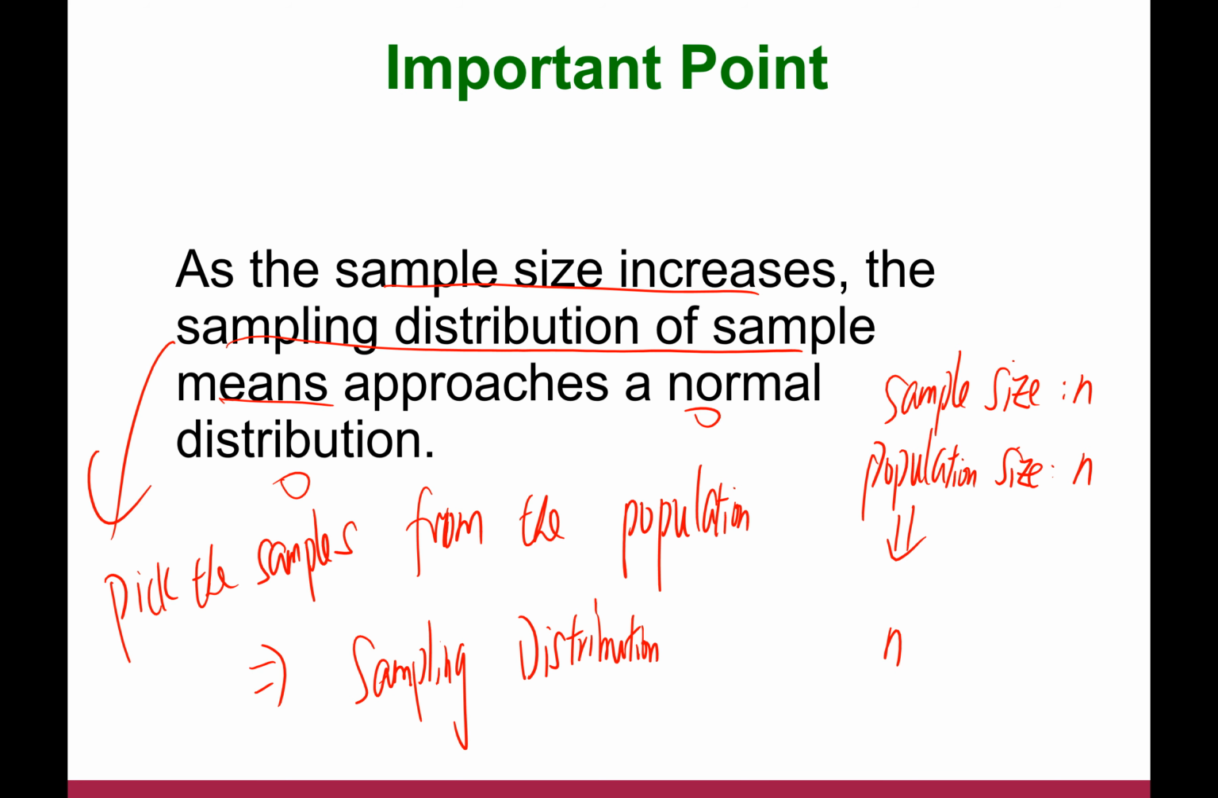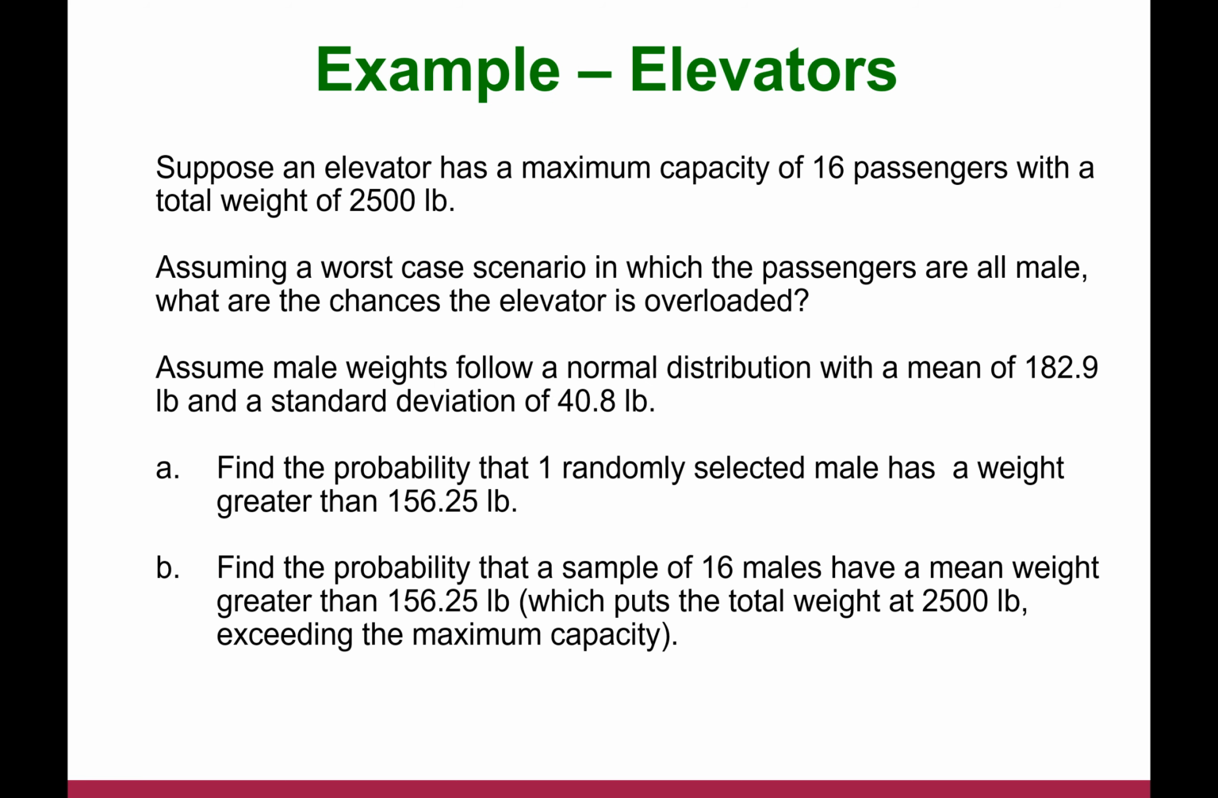Capital letter N. Okay, so we get this. This determines how many samples we can generate from the population with the size N. Now let's take a look at an example.